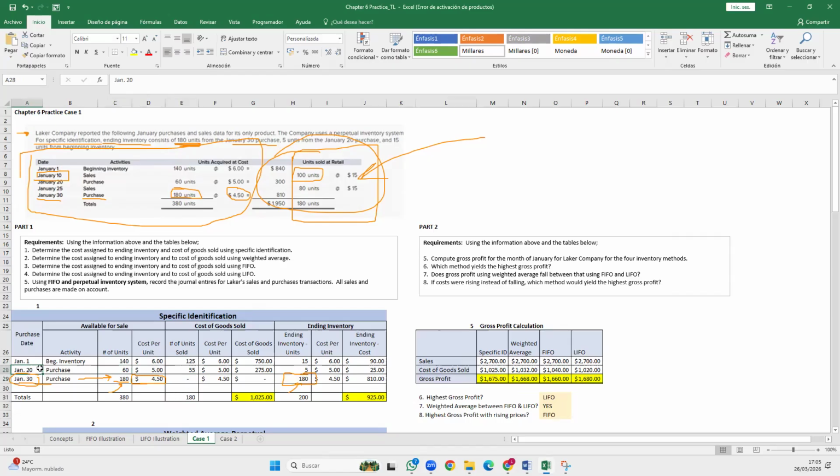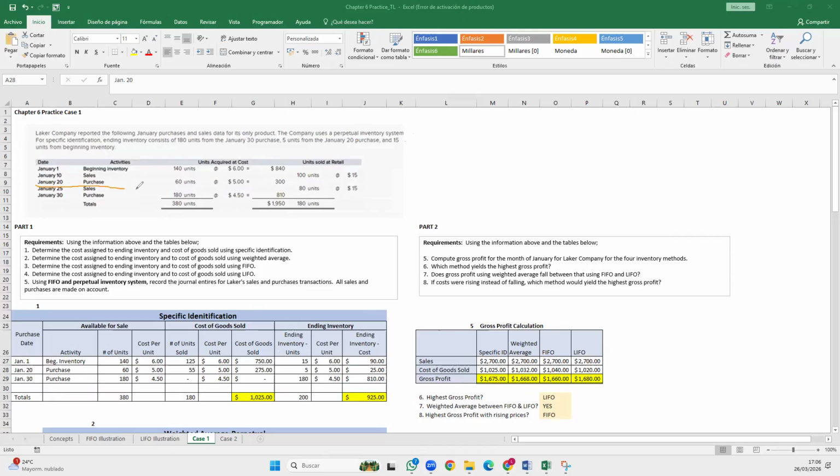And we're going to do the same for January 20th now. On January 20th, we purchased 60 units at $5 per unit. So just copy and paste. Now remember, you need to put in the activity here. January 20th is a purchase. And what about the cost of goods sold? In this case, the problem is not telling you the number of units sold, but it's giving you the ending inventory. So we just do a little subtraction there.